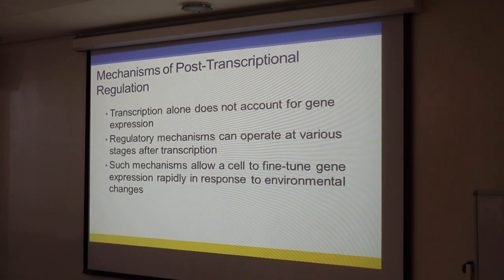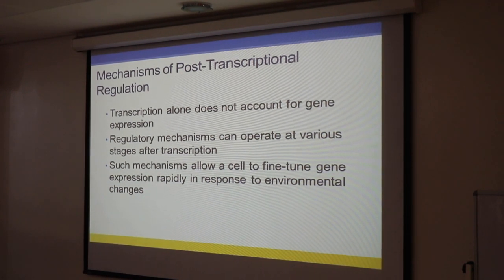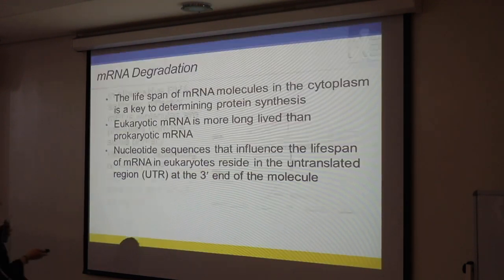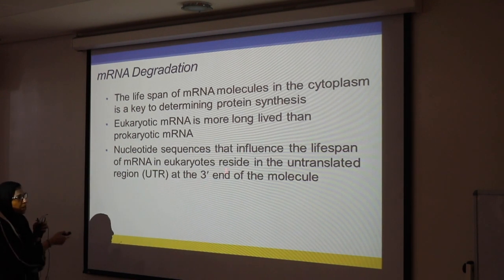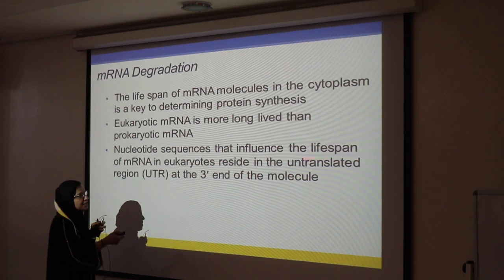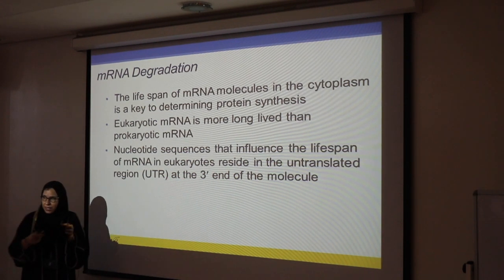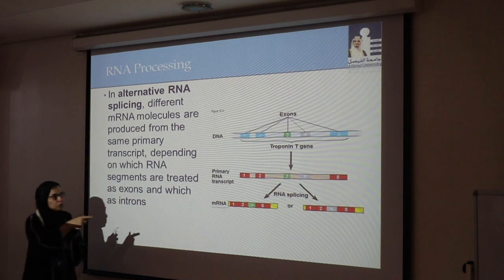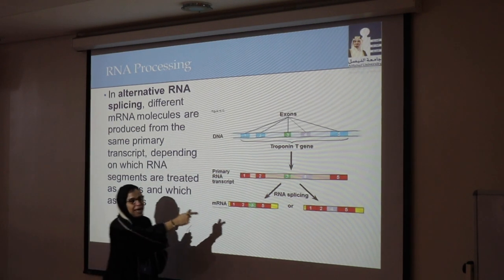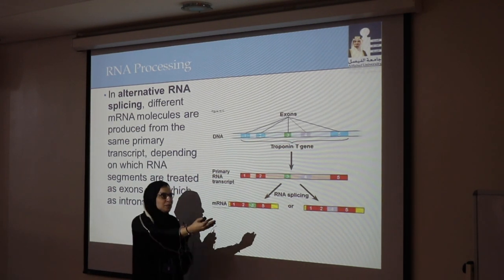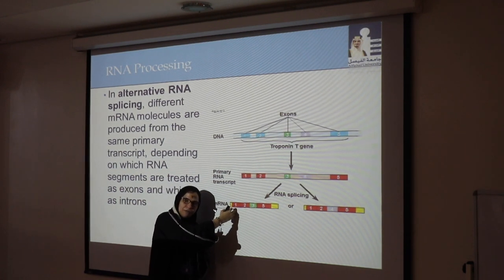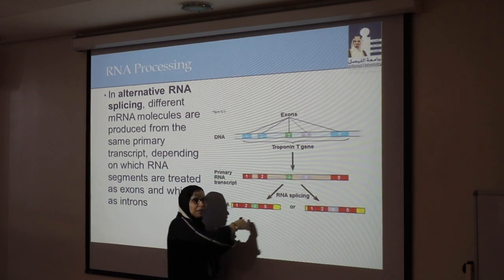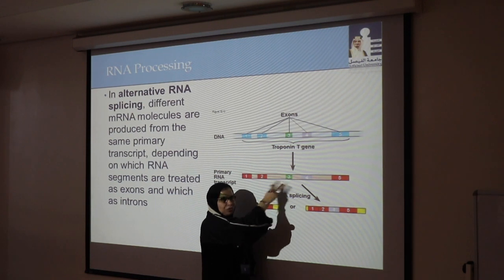What about the other parts? How we can regulate gene expression? We can regulate it by regulating the lifespan. Okay, so it's written here. The 3' untranslated region of the messenger RNA will determine how long the messenger RNA will live. Also, we can regulate the alternative splicing, and this is why we have one form of the protein expressed in one tissue but not in the other, because of alternative splicing.